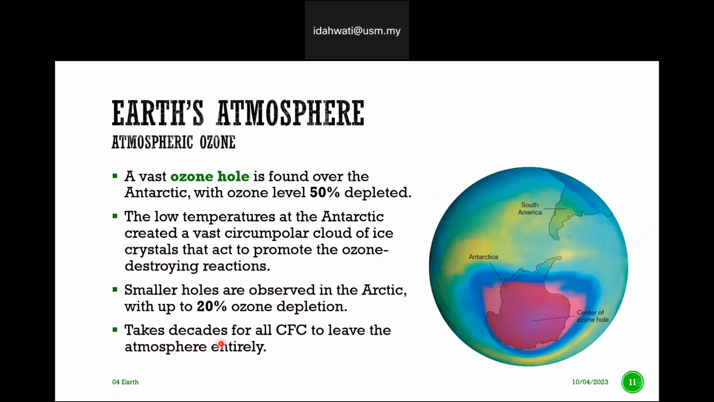So it takes decades for all CFC to leave the atmosphere entirely. It's very, very slowly processed to remove this CFC from our atmospheric layer, because it takes about a decade to be emitted in our atmosphere. So it's a very bad impact to our health and also to our climate.